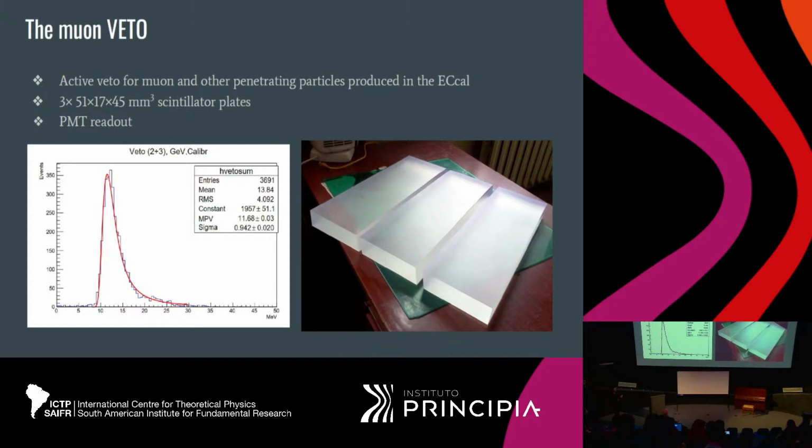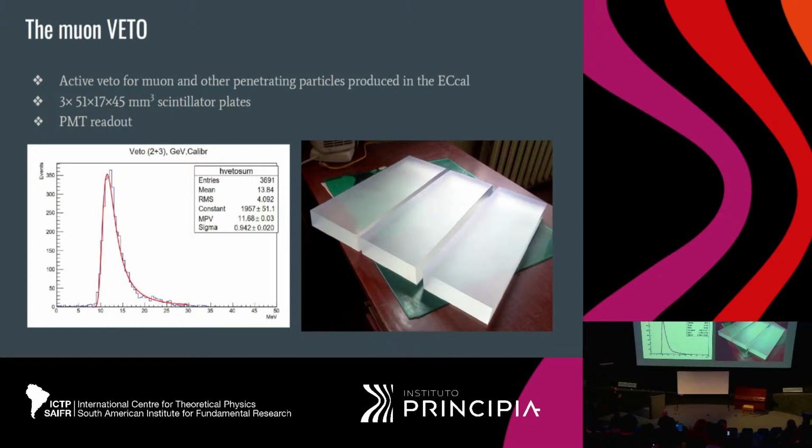The VETO is a fairly simple detector. We're talking of 3 layers of plastic scintillator that you can see in the photo here. They are fairly thick, about 5 centimeters thick, and they are superimposed so as not to have dead spots. They are read by PMTs, and this detector is placed right after the electromagnetic calorimeter.